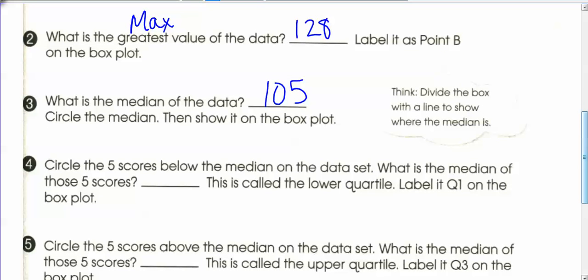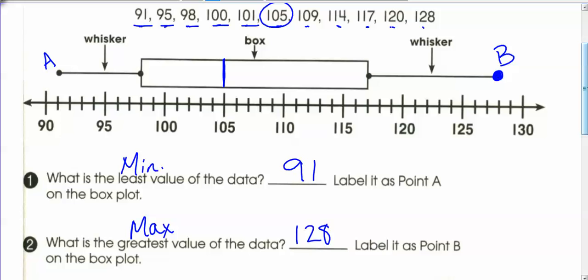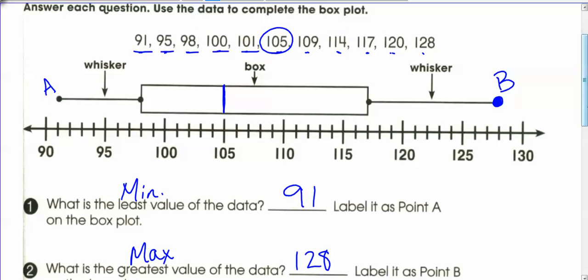Circle the 5 scores below the median on the data set. What is the median of those 5 scores? This is called the lower quartile. Label it Q1. So we're going to find the quartile 1. I don't think you need to circle those numbers. We're just going to essentially look from here to here, okay?